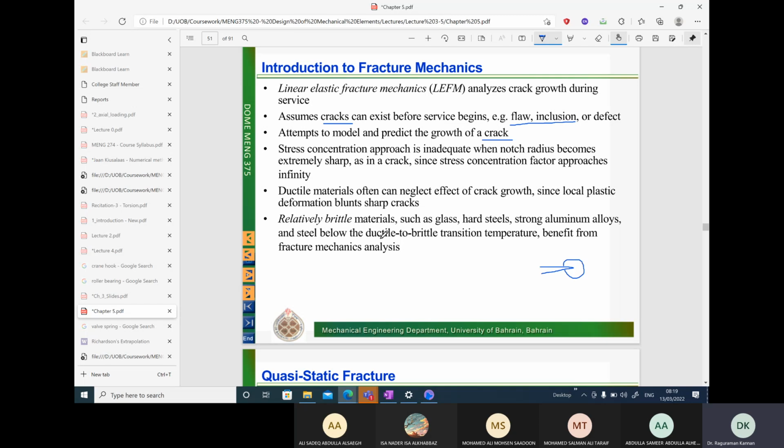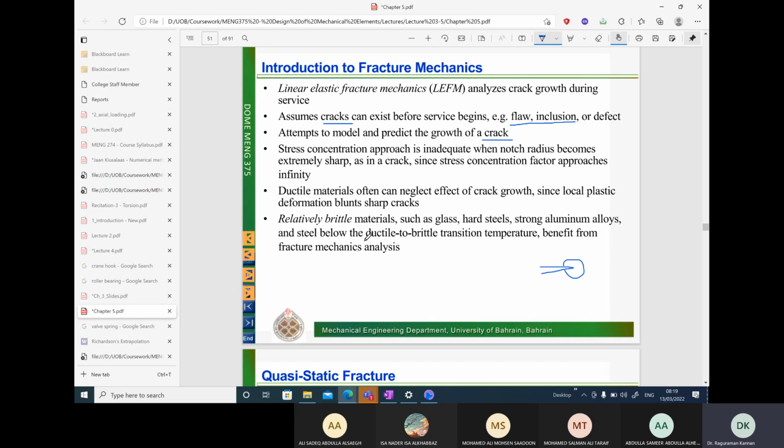Okay. So what are some examples of brittle materials? Again, we have glass, hardened steels, especially if you have the cementite phase. The more cementite phase there is in the steel, you will have very hard materials, and because of the hardness of the material, you will have very fast crack propagation inside the material due to stress concentration effects. Some aluminum alloys are also classified as brittle.